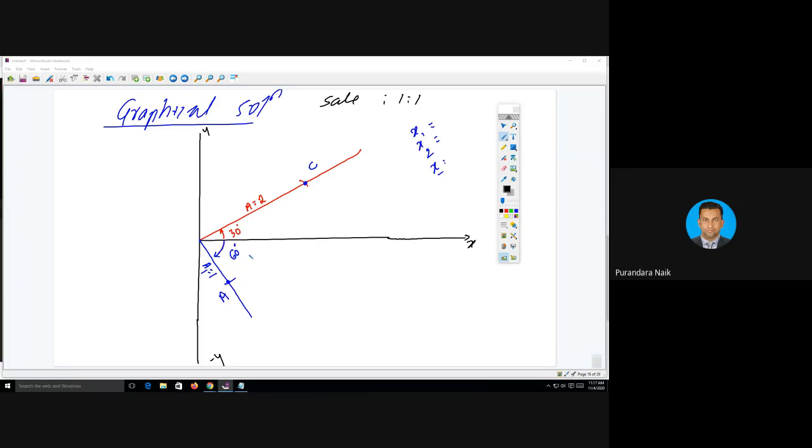Please copy this first. I'll take another 2 minutes. Do it fast. Copy this. See, last time what we have done, we have taken one angle. This is θ1. This is θ2. And we have drawn a parallel line and we have joined it. This is C. This is A. This is B, correct? But here I have A and C. I have to find out B.